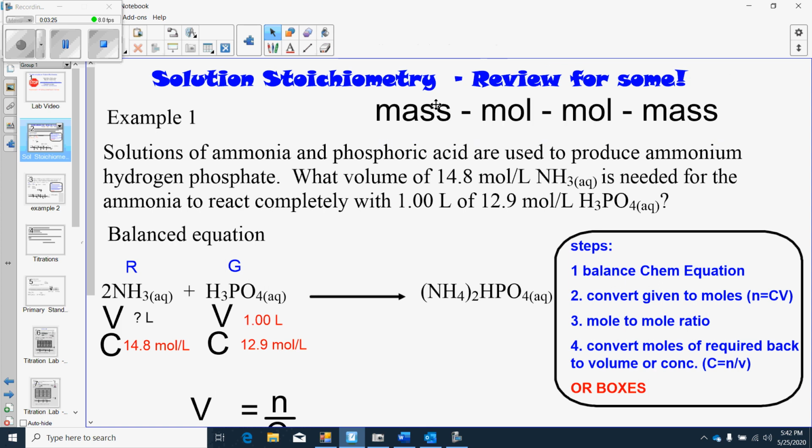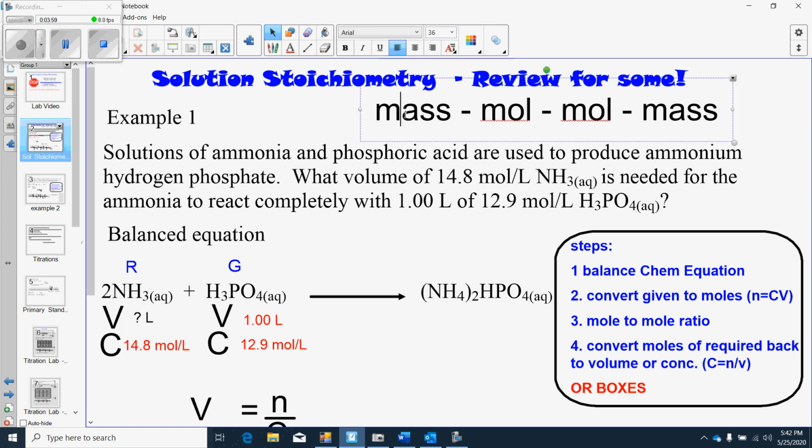So solution stoichiometry: some groups do have a little extra time, so they look at solution stoichiometry in grade 11 as well. You may not have, so I'm going to review what solution stoichiometry is. I'm going to do a couple of examples with you, and then we'll take a look at the data that Mrs. Tate collected, and I'll show you how we can use solution stoichiometry to solve for the unknown HCl, which was our secondary standard, and to calculate the concentration of ammonia, which was kind of the end game for the lab.